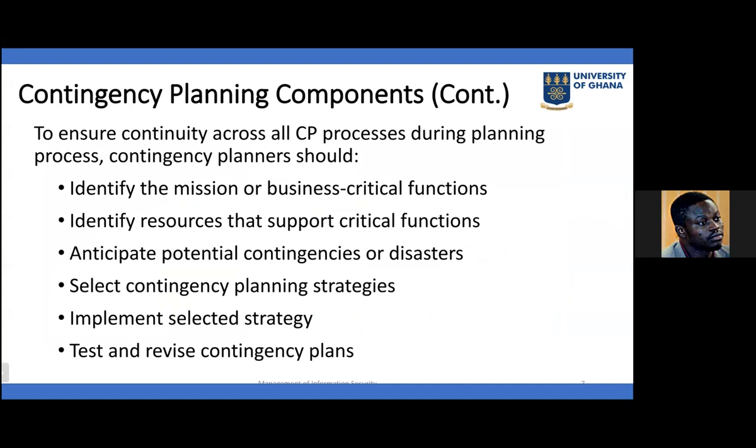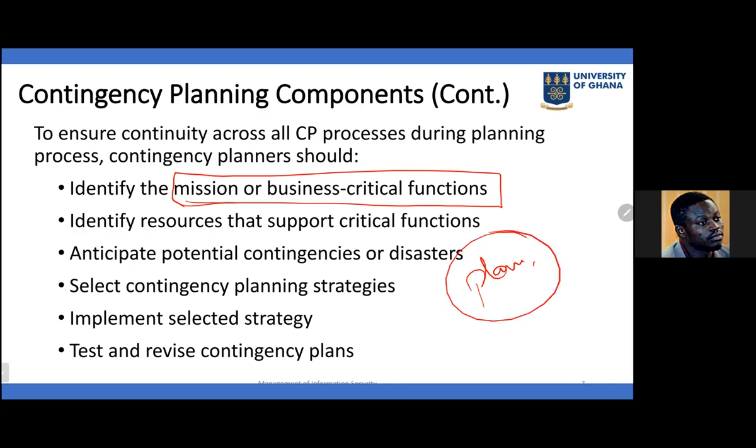Of course, let's look at this part. To ensure continuity across all contingency plan processes during the planning process, contingency planning should, one, identify the mission or business critical functions. So once there is an issue, or let's say you are developing a plan to handle contingencies, first of all, you should identify the mission or business critical functions when you are developing a plan for contingency. The next is also to identify resources that support critical functions.